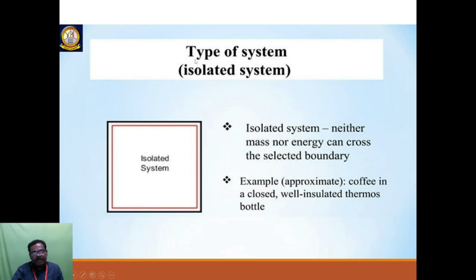Then, in this system, you have different types of systems. So you should know what a system is, and in this you have different types.